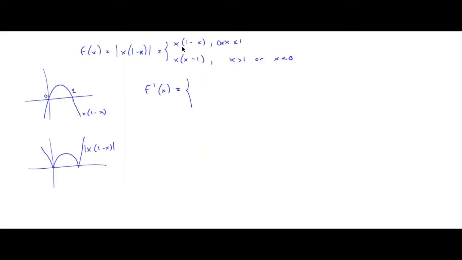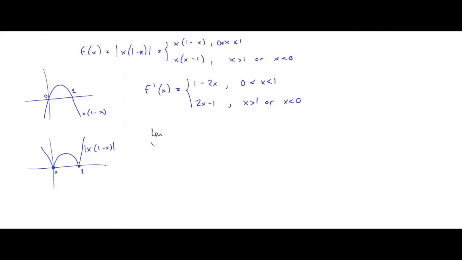On both sides, the derivative is just 1 minus 2x, and 2x minus 1. The first is valid when x is between 0 and 1, and the second is valid when x is greater than 1 or smaller than 0. But we don't know if it's valid at the points where these two functions join together. So we don't know if the function is differentiable at 0 and at 1, and that's what we're going to see.